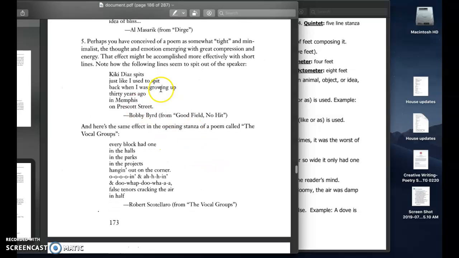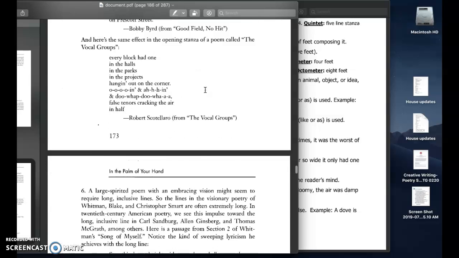So you can look at some of these examples here. Kiki Diaz spits just like I used to spit back when growing up 30 years ago in Memphis on Prescott Street. So, almost that breathless feel that comes in with the poem.